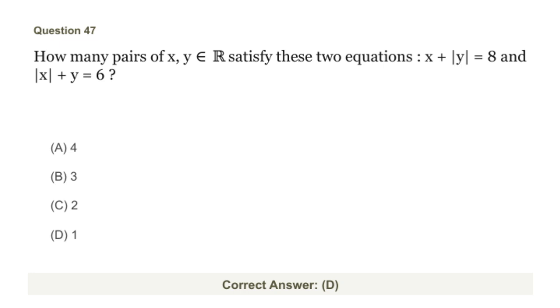Now, when we work through these cases, we find that only one of them produces real solutions that meet both equations. This leads us to the conclusion that there is just one such pair of x, y. And that's why the correct answer is option D, which is 1. This problem really highlights how powerful case-by-case analysis is when dealing with absolute value equations, connecting back to our overall theme of solving nonlinear systems systematically.